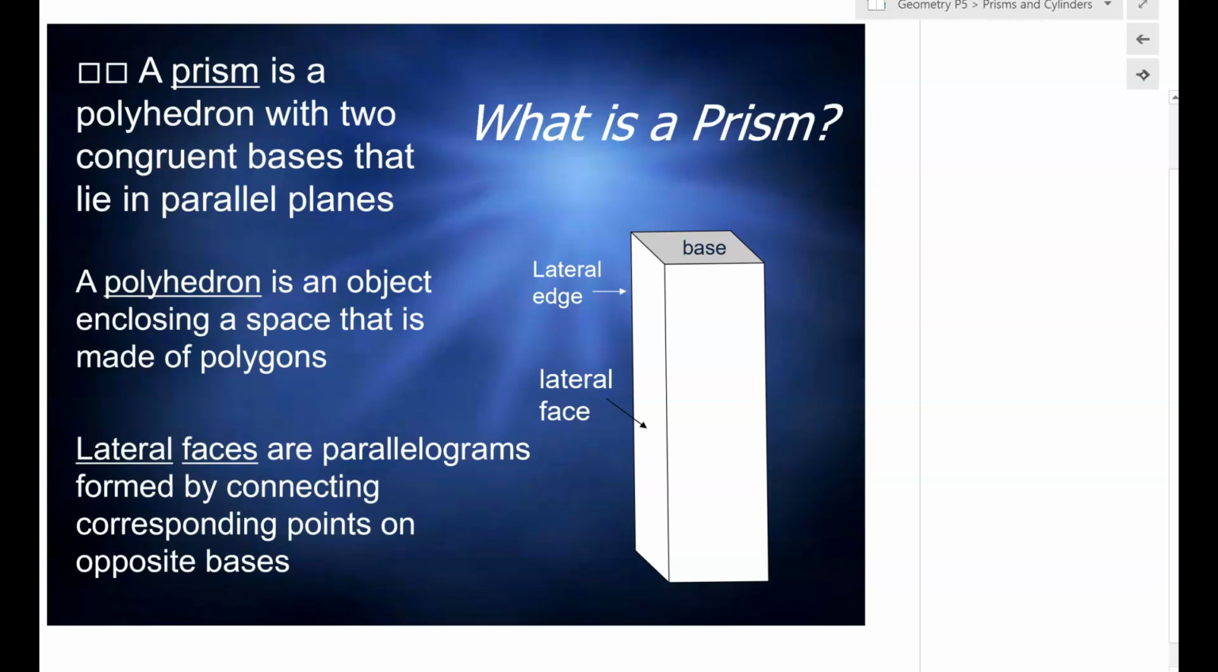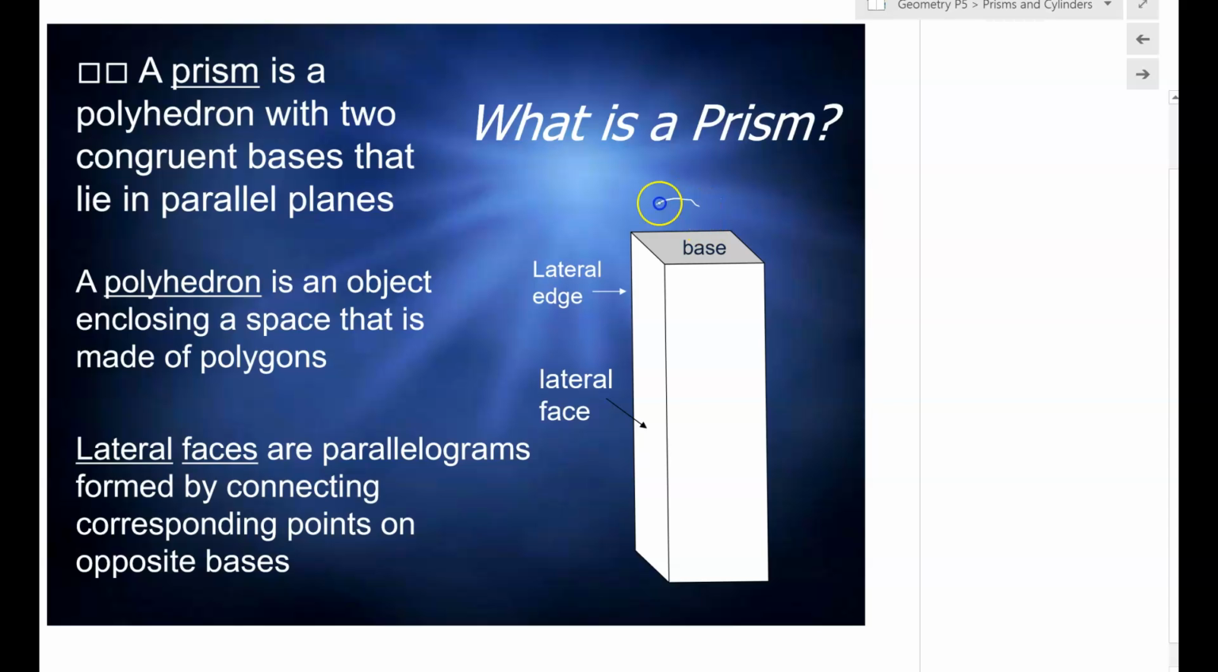First of all, we're going to talk about a prism. Well, what is a prism? Well, fancy term is it's a polyhedron. A polyhedron is anything that encloses a space that's made of polygons. So any three-dimensional shape is called a polyhedron. We're not going to worry about that. But a prism in particular has two congruent bases, and typically we see them on top and bottom, but they don't have to be. And they're going to be parallel to each other, those bases are.